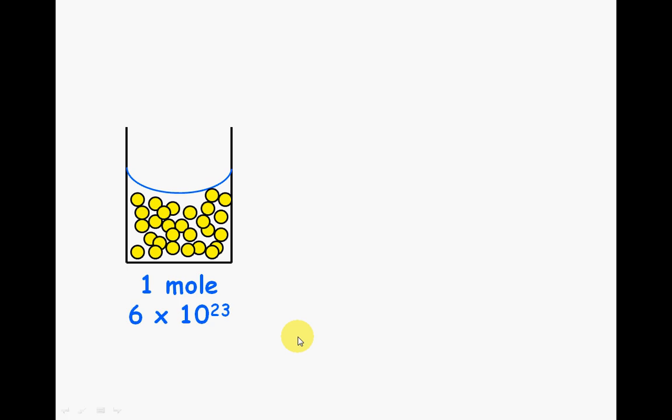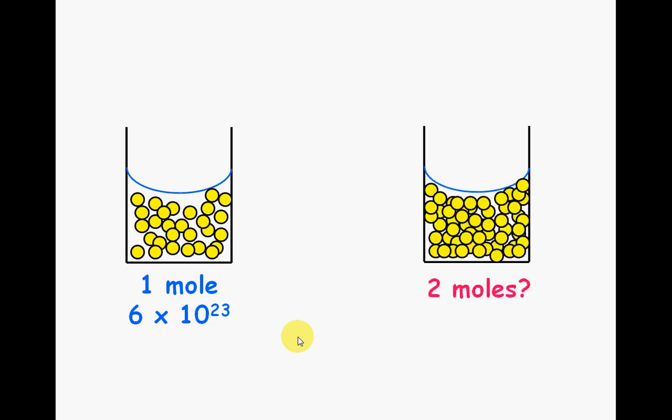Right, so if this is 1 mole, what will 2 moles look like? Well, 2 moles of course is going to be twice as many, so just multiply this number by 2. If it was 4 moles, you'd multiply this number by 4. If it was 12 moles, you multiply this number by 12.